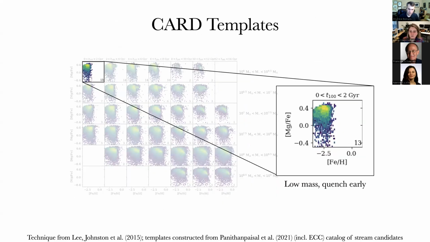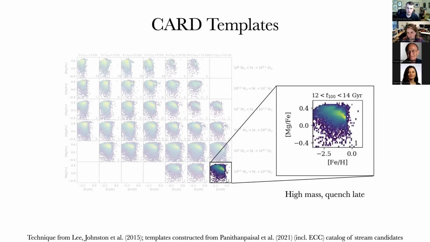So if we look in the top left corner, this is what the abundance distribution looks like in FIRE for a relatively low mass, so stellar 10^6, galaxy that quenches very early in the simulation. So within the first 2 gigayears of the simulation. We can see it's very metal poor, it has relatively high density at higher alphas, which is what we would expect. In contrast, this distribution is for a very massive satellite of the Milky Way that is disrupted and quenches very late in the simulation. So within the last 2 gigayears of the simulation, we can see that its abundance distribution extends to higher metallicity and to lower alpha.